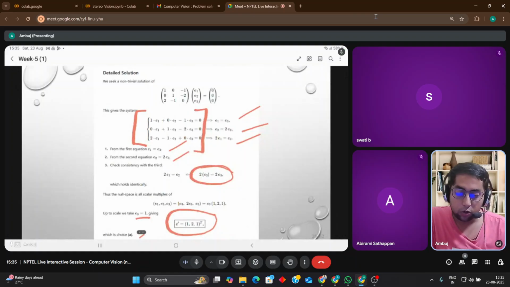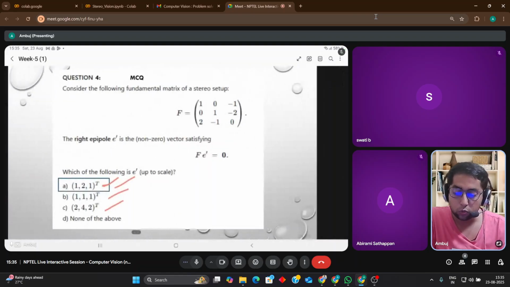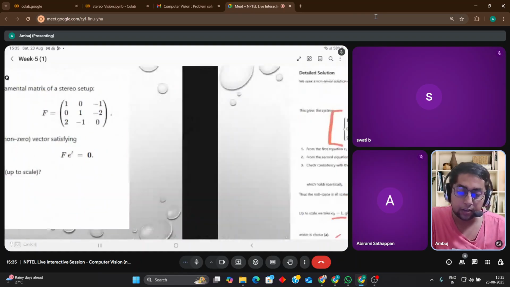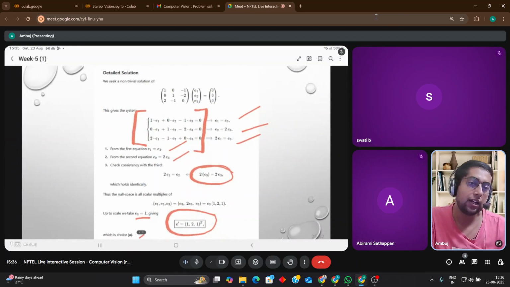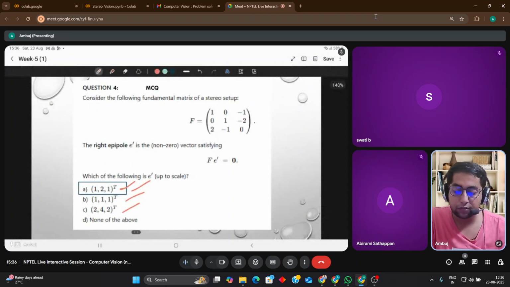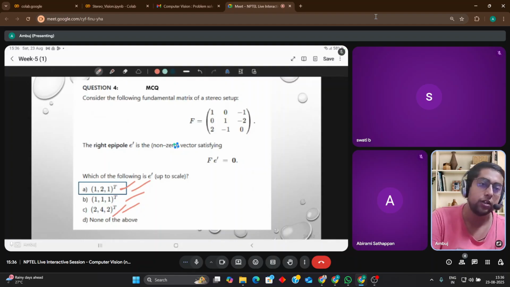Now two things I have solved. 2E1 should be equal to E2, and this particular thing is also there in option number C. So option number C can also be a valid solution if we substitute E3 as 2. So it's an MCQ, but a mistake is there from my side. Both the options would be correct, since we are going by the fundamental equation F into E dash equal to 0.